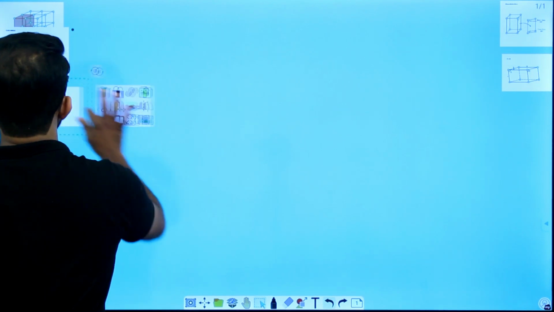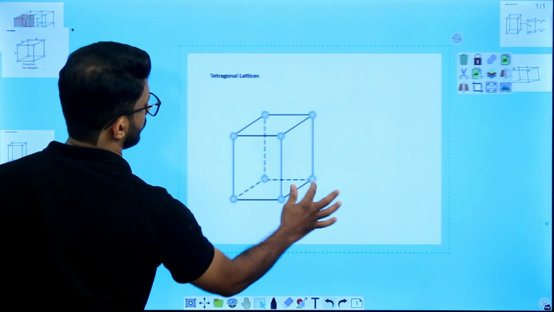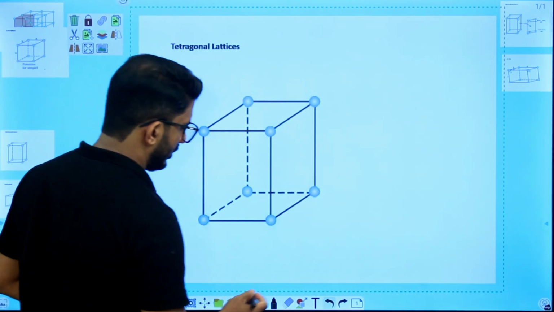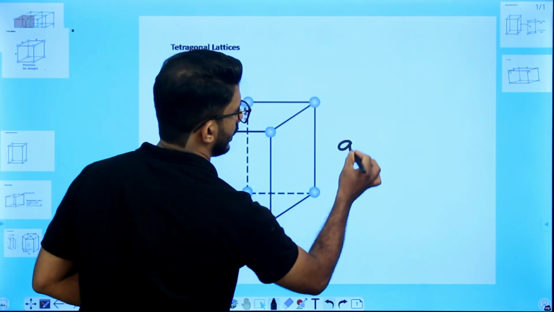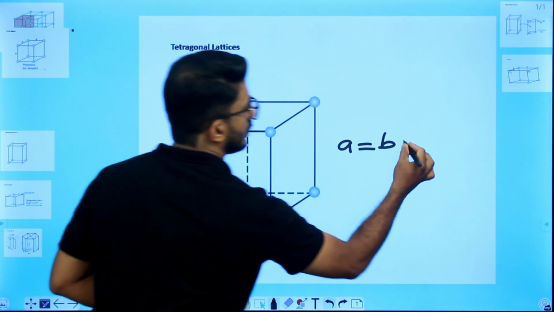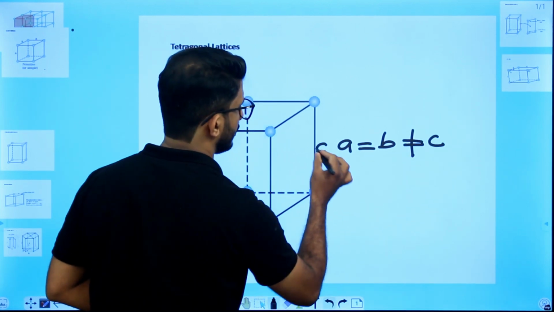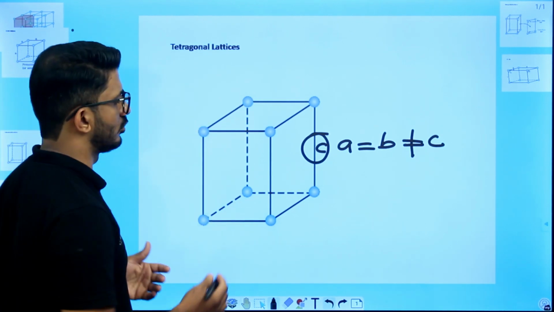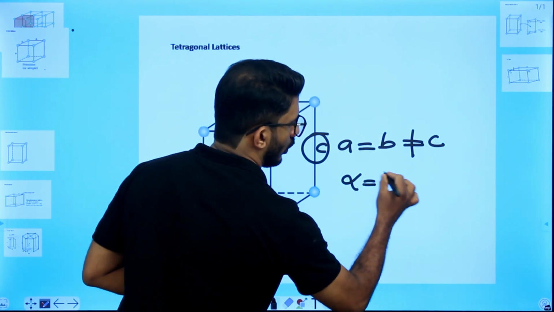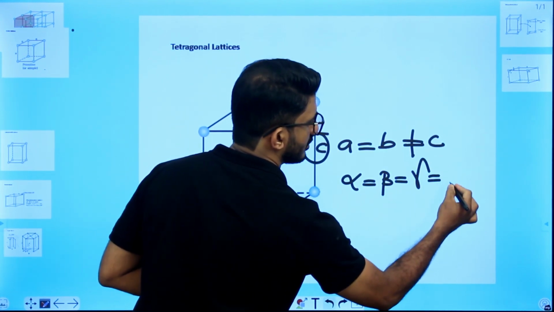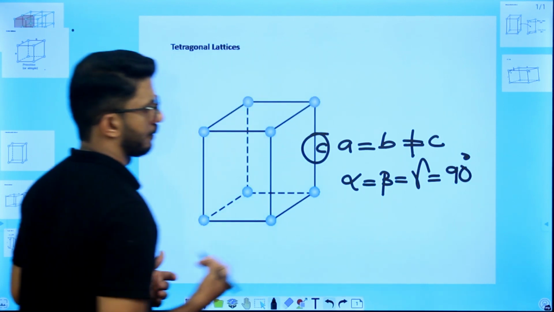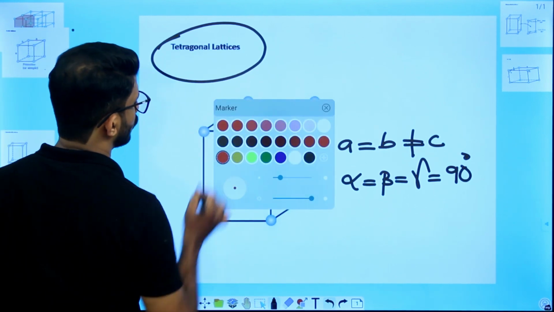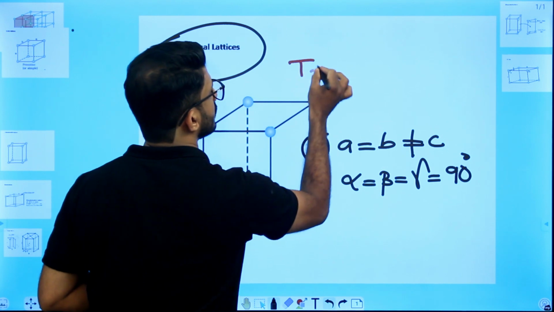And the next one is, suppose it is like this. Here A, B, C are not equal. If A is equal to B and that is not equal to C, where C is the height, and the angles are all perpendicular, alpha is equal to beta is equal to gamma is equal to 90 degrees, that is called a tetragonal lattice. Tetragonal.